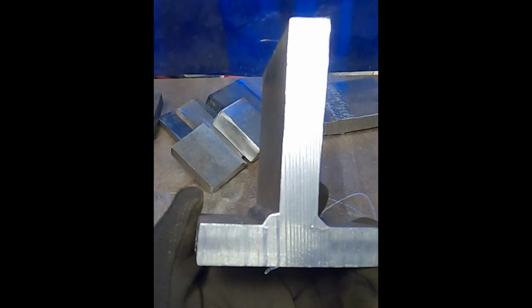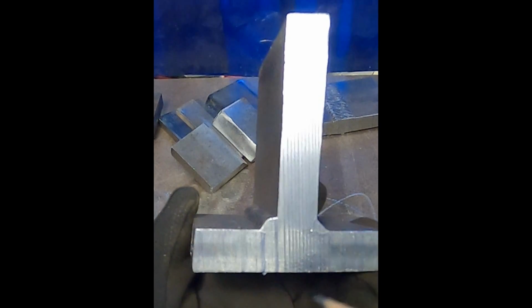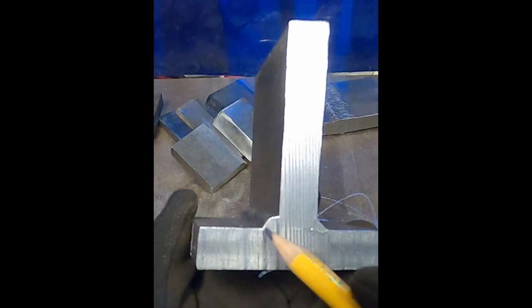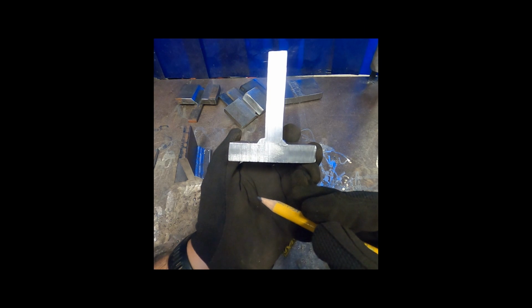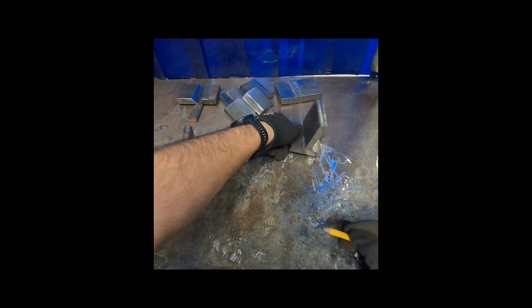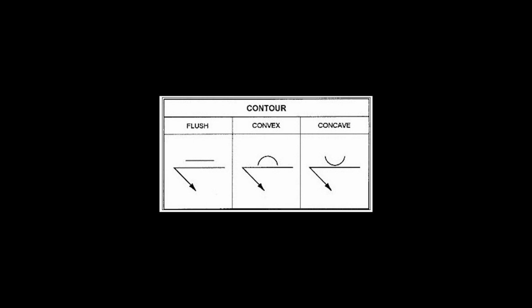And now when I say the difference of their faces, this is what we're talking about when we mention contour. So if someone ever tells you that your contour needs to be a certain type, whether it's convex, concave, or flat, this is what they're talking about. They're talking about the shape of the face of your weld.